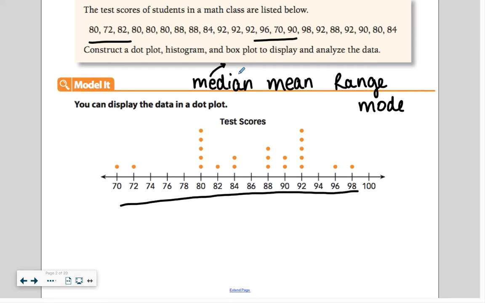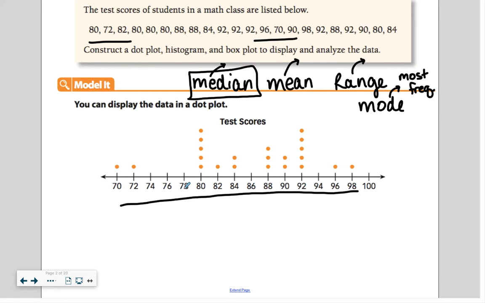Median's the middle number. So if you put them all in order, it'd be the middle number. The mean is the average of the numbers, so you'd add them all up and divide by the number of terms you have. The range is the difference between the highest and the lowest. And the mode is the most frequent. We're going to talk about specifically the median in these sets of data. The median is the middle number.